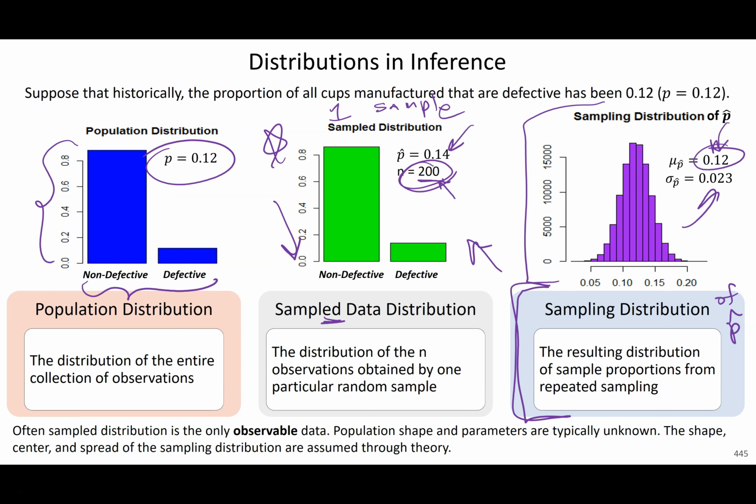This is generally a theoretical distribution. If we were to repeatedly sample, if I had sample 1 of 200, get a p hat of 0.14, take a second sample of 200, get a p hat of 0.15, keep going on and on and on forever, I can know how much from sample to sample that p hat will vary.